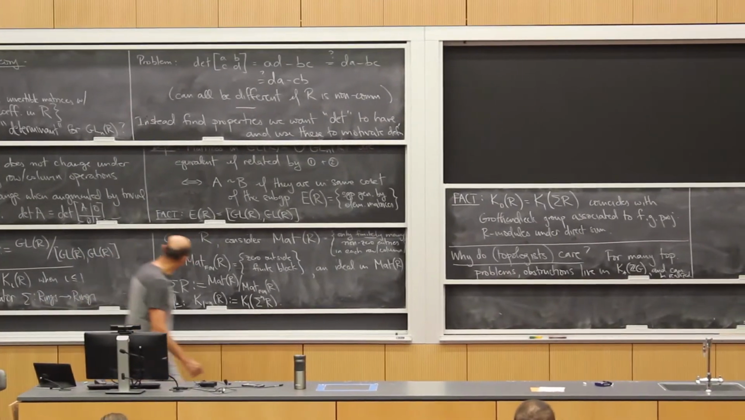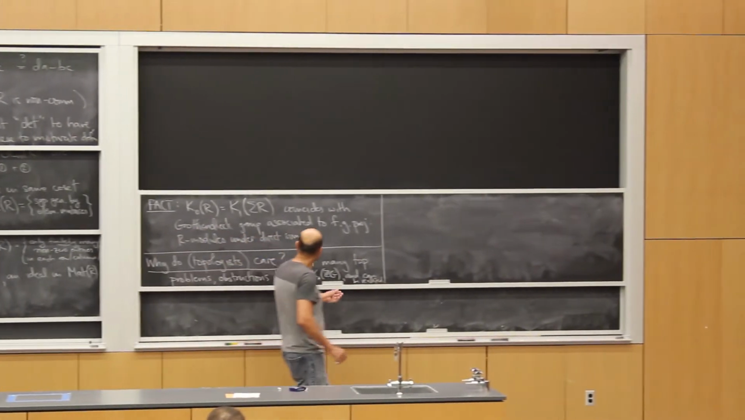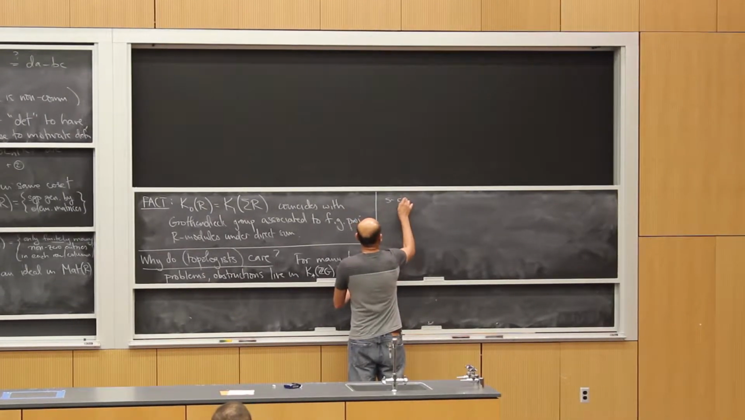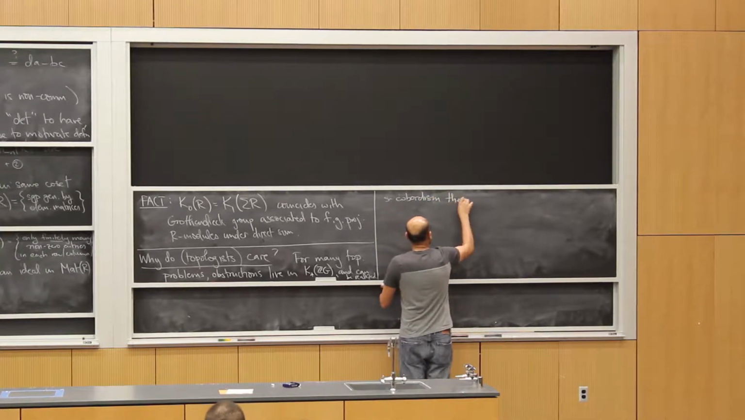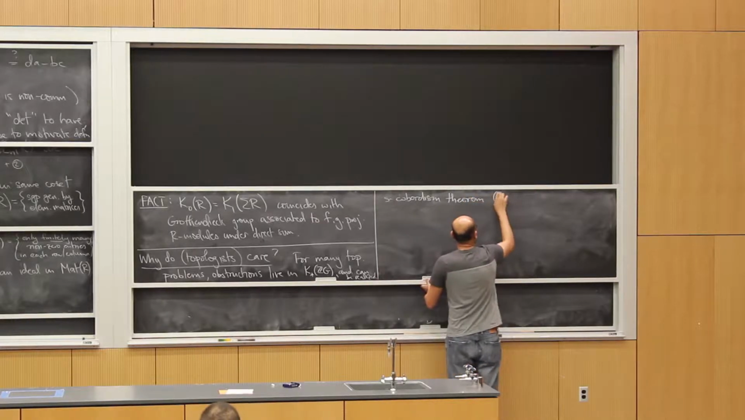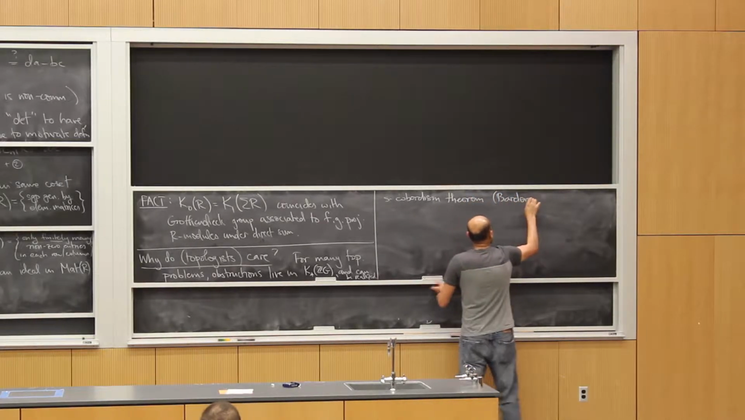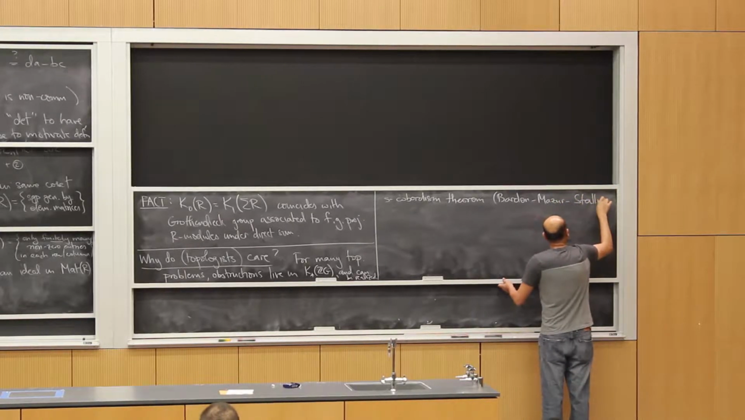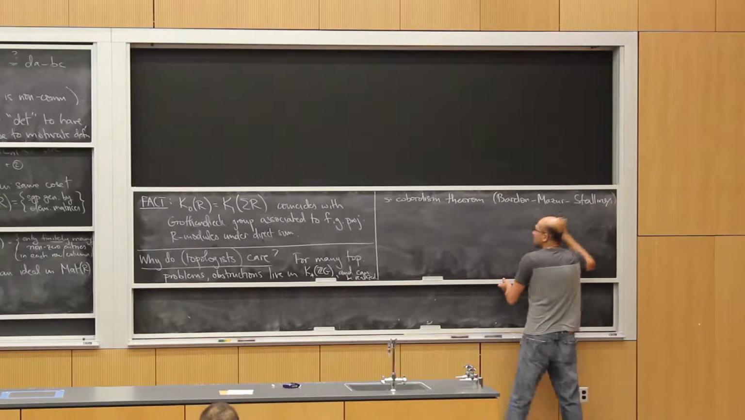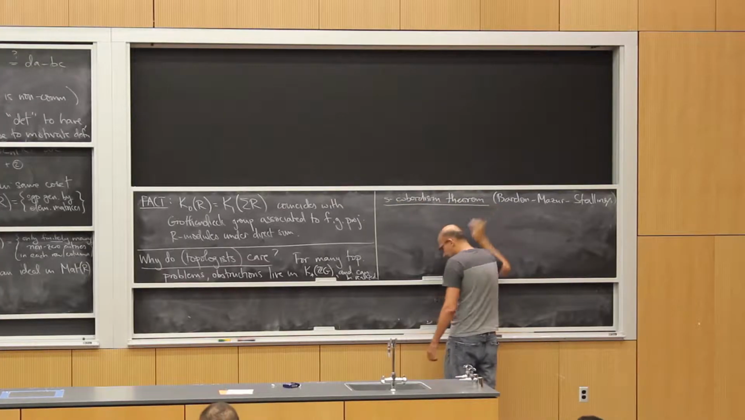Right. So let me give you a first example. The first example is the h-cobordism theorem, by Barden, Mazur, and Stallings. So here the question is the following.